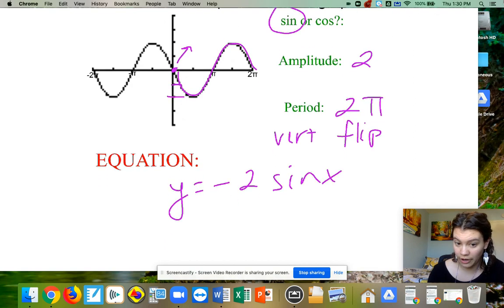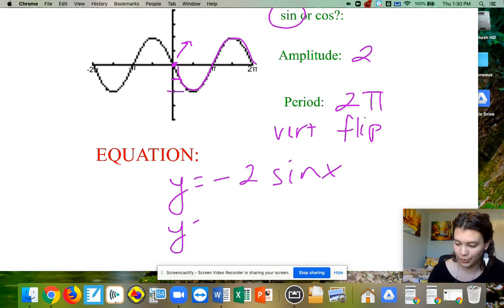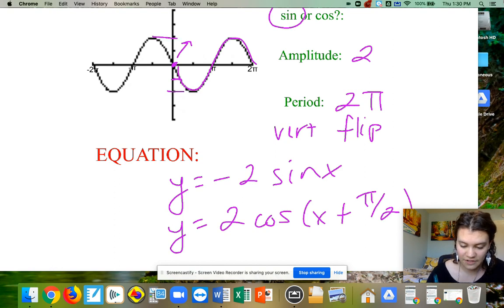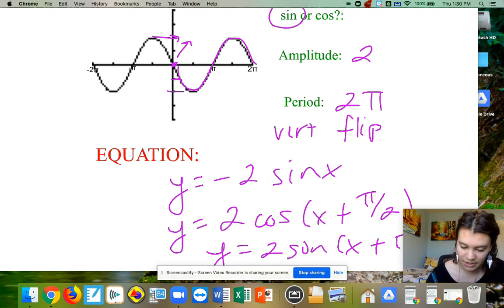Or other options, you could do 2 cosine of x plus pi over 2 and just have a shifted graph. So shift this back over and you'd have a cosine. You also could do y equals 2 sine of x plus pi. So shift that all the way back over and you'd have a regular sine graph.